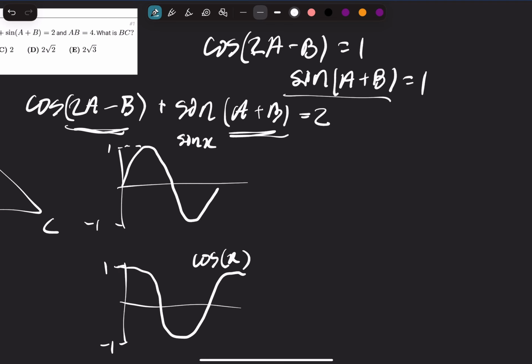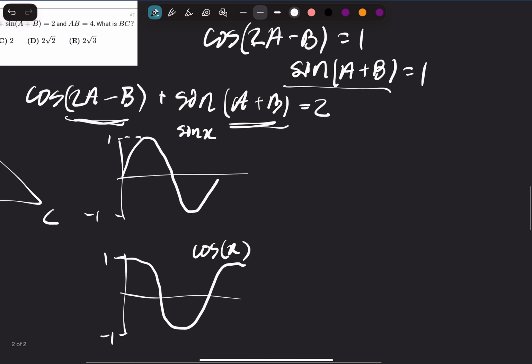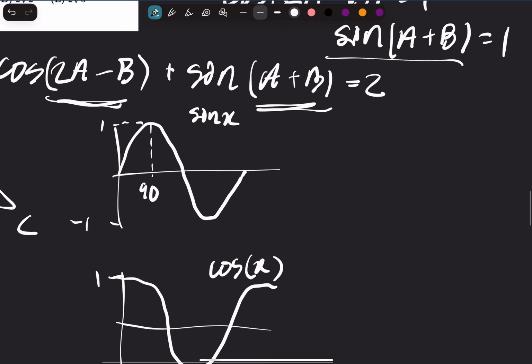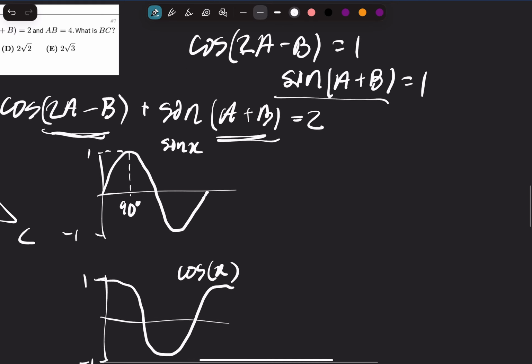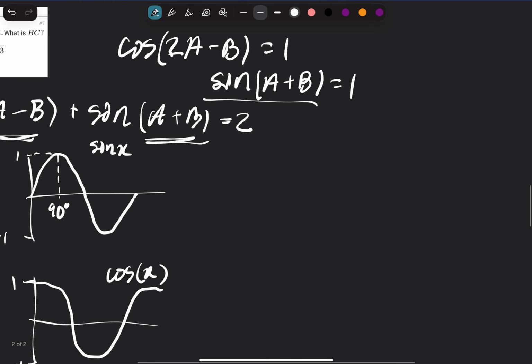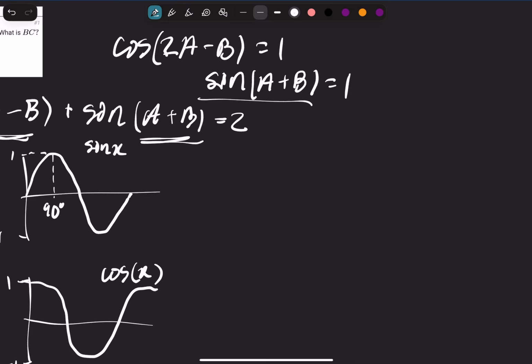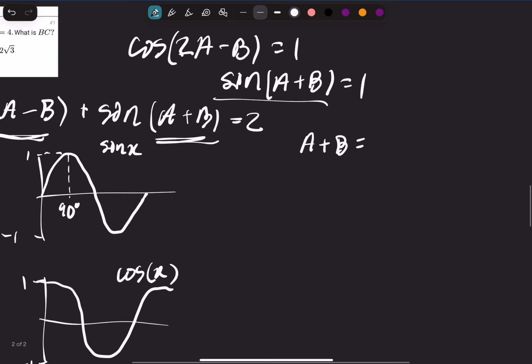Now, if we look at the graphs, let's start with sine first. So sine of some angle equals 1. We can see that sine is 1 at one point, and that point is here at 90 degrees. So if we take arcsine of both sides, or the inverse of sine, then we know that A plus B equals arcsine of 1, which is 90.